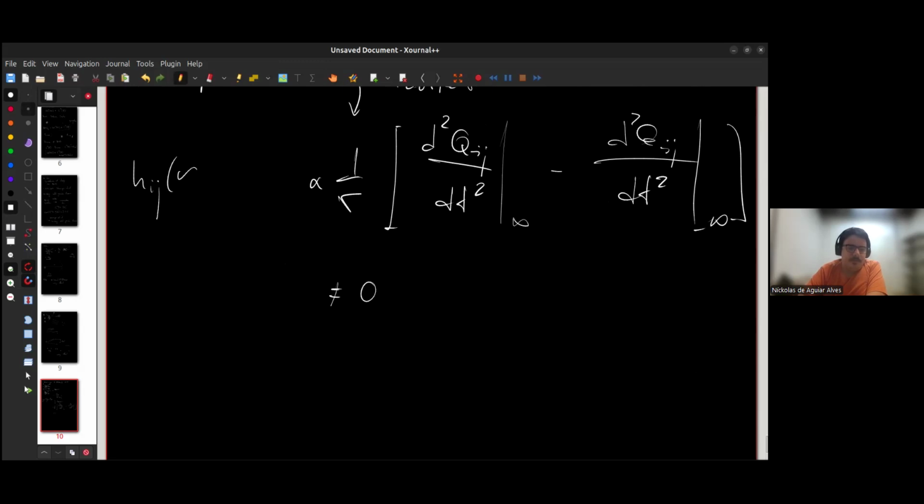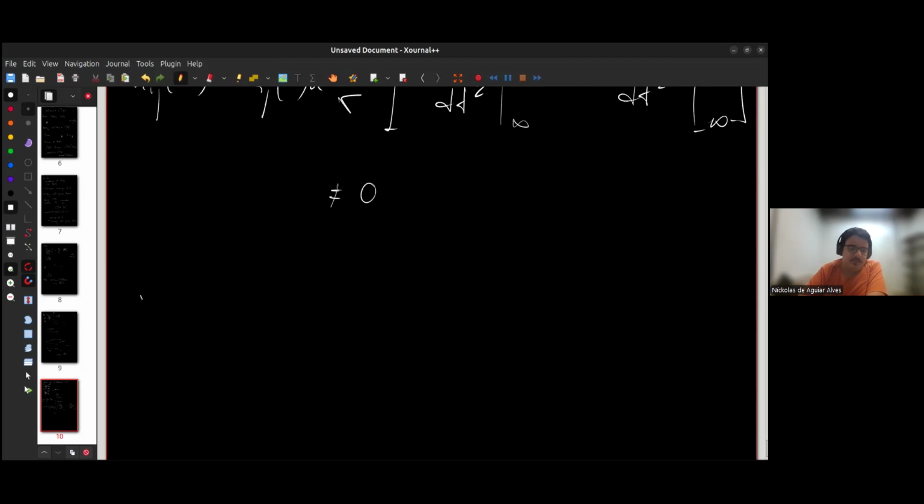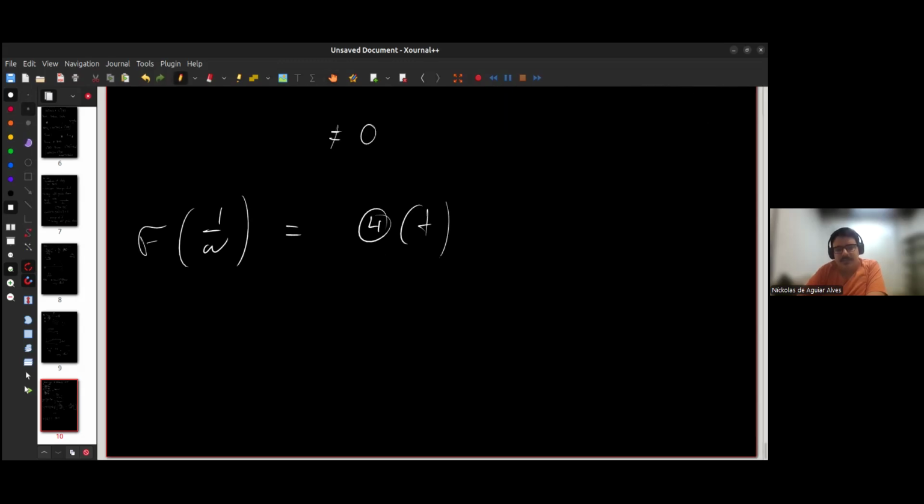hij at late times minus hij at early times is not going to be zero. The reason for this is that when you take the Fourier transform of 1 over omega, this is going to give you the Heaviside theta function. So if I have this 1 over omega in Fourier space, what I get in real space is going to be this step function.